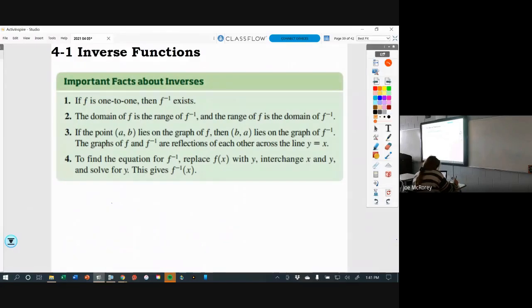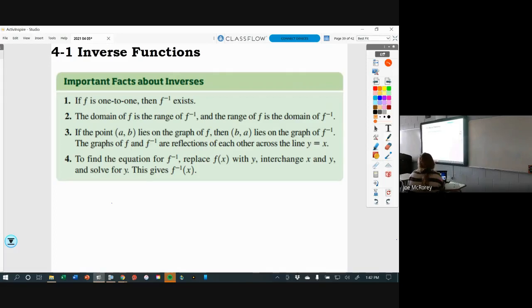Okay, so here's kind of a summary, a wrap up, if you will. If you're in the classroom, this would be a good thing to screenshot. If a function is 1-to-1, then there's an inverse. That's number one. If a function is 1-to-1, then an inverse exists. Number two, the domain of f is the range of the inverse. The range of f is the domain of the inverse. If some point (a, b) is on a function, then the point (b, a) must be on the inverse. You swap the x's and the y's. They are reflections across the line y equals x.